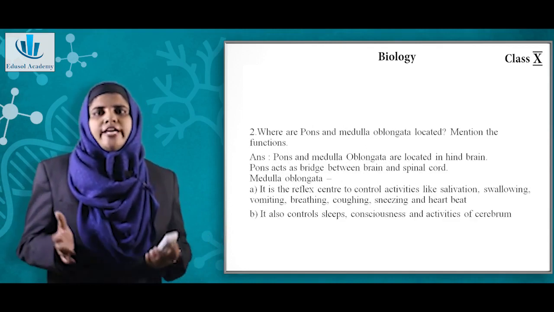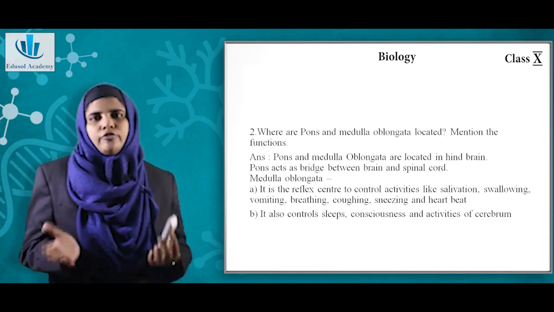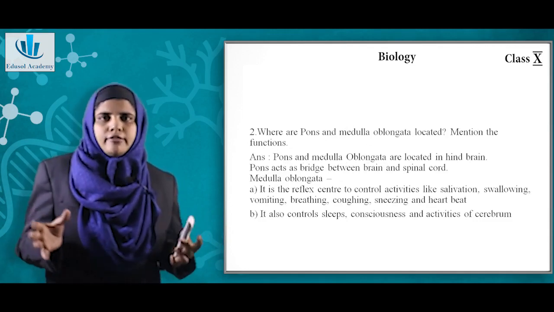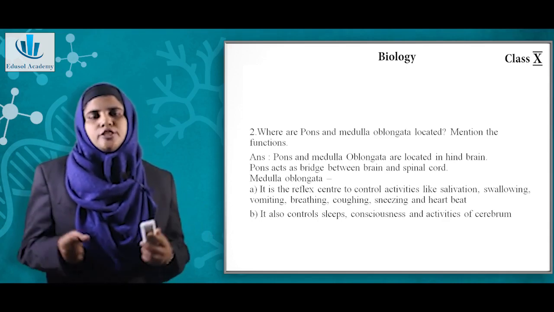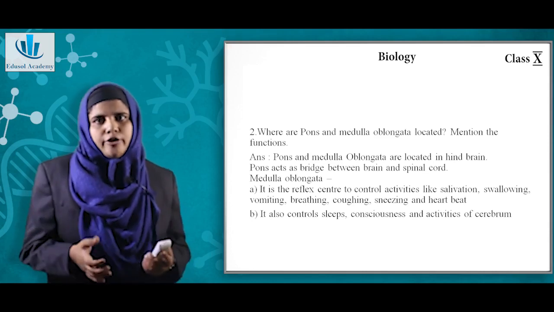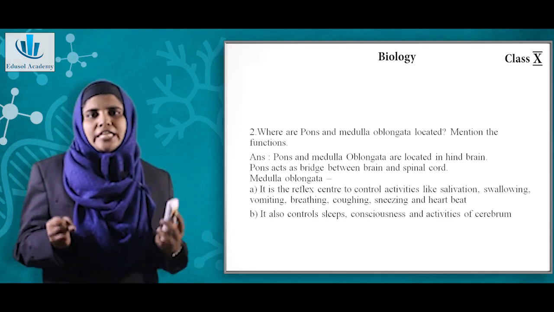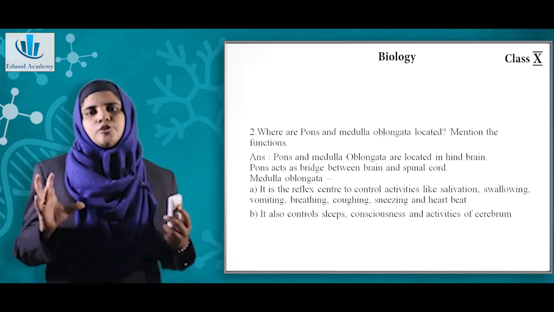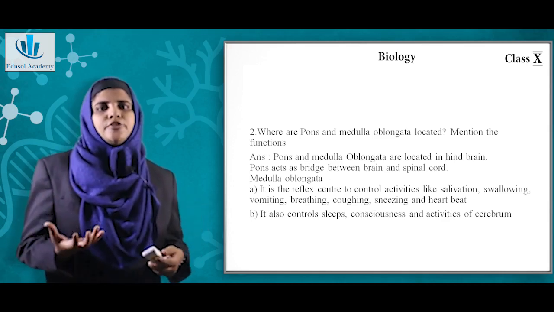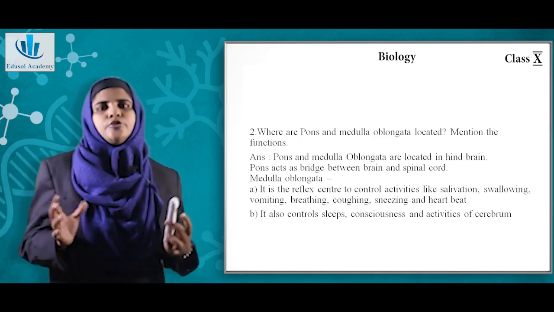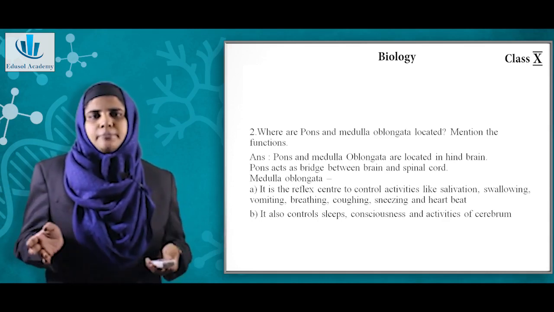Now, where are the pons and medulla oblongata located? Mention their functions. The pons and medulla oblongata are located in the hindbrain. The pons acts as a bridge between the brain and the spinal cord. The medulla oblongata is the reflex center to control activities like salivation, swallowing, vomiting, breathing, coughing, sneezing, and heartbeat, etc. It also controls sleep, consciousness, and activities of the cerebrum.